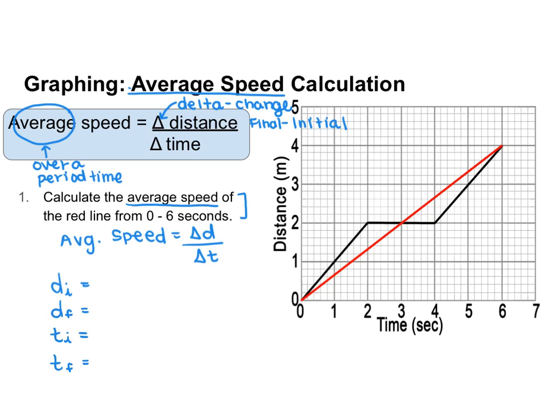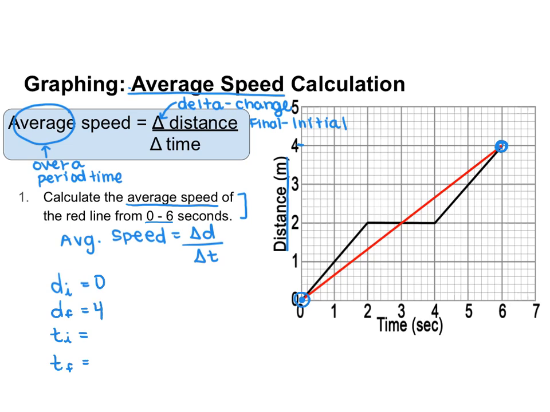So first we're going to do our distances. If I look at my distance, it's on the y-axis. So initially for the red line, I'm starting down here. This is kind of my first spot. I'm at 0. So my distance initially is 0. When I go over to 6 seconds, because we're looking from 0 to 6 seconds, I'm going to go over to 6 and then up to my line. So that's right here. And then I'm going to go over and I'm at a distance of 4. So my final distance is 4.